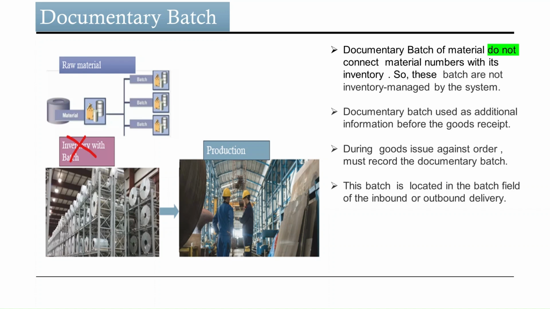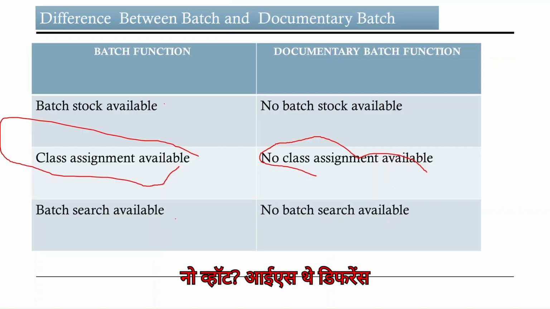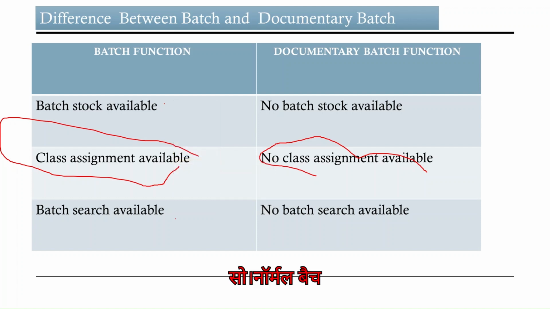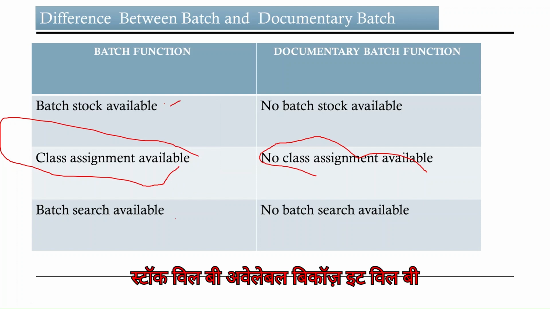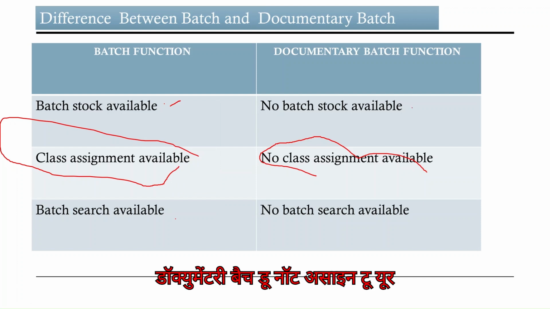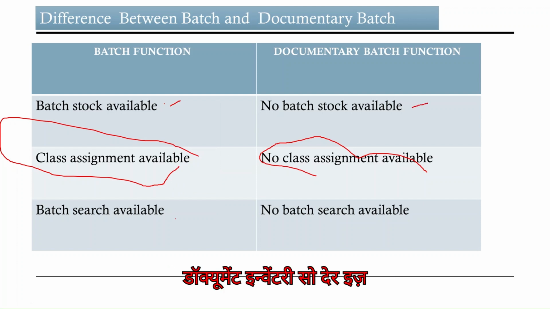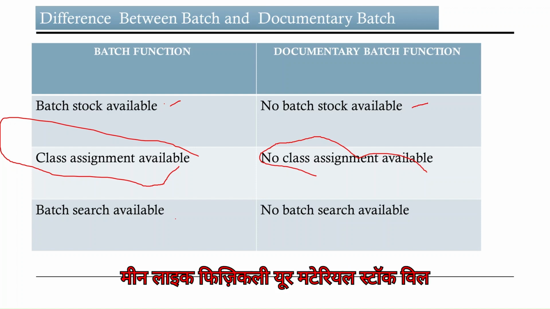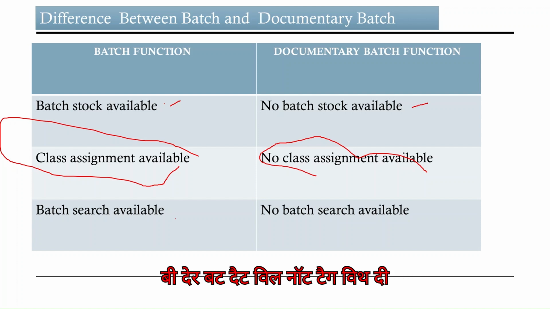Now, what is the difference between your normal batch and documentary batch? Normal batch stock will be available because it is assigned to your inventory, but documentary batch is not assigned to your inventory. So there is no stock available with this batch. I mean, physically your material stock will be there, but it will not be tagged with the documentary batch number.